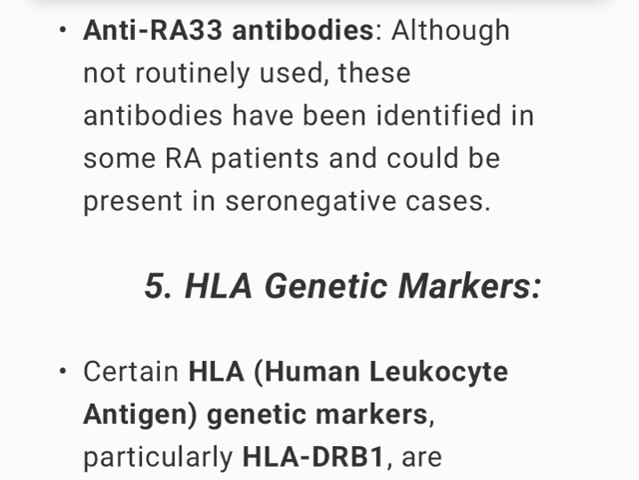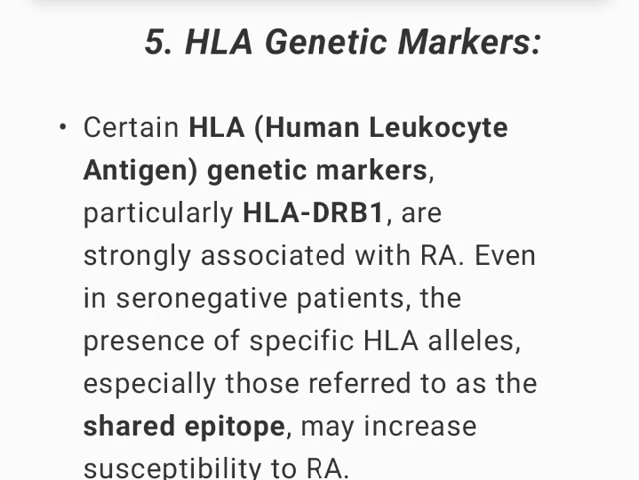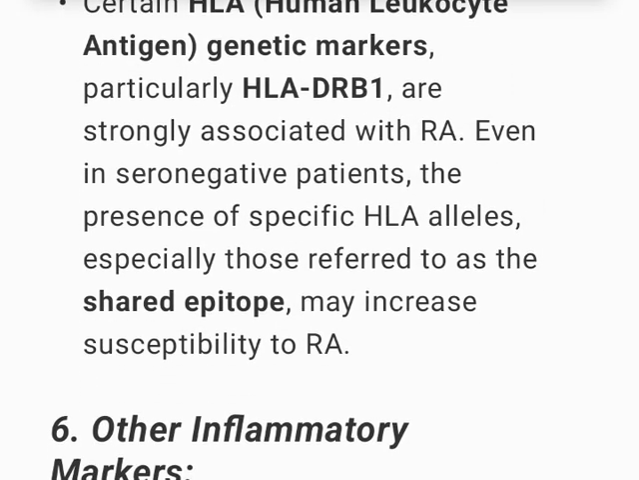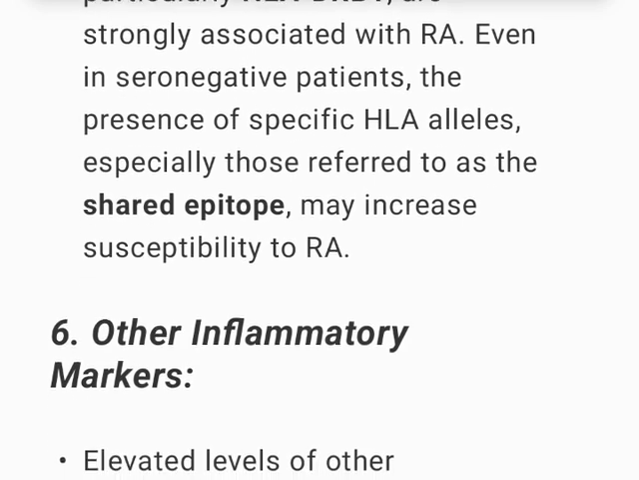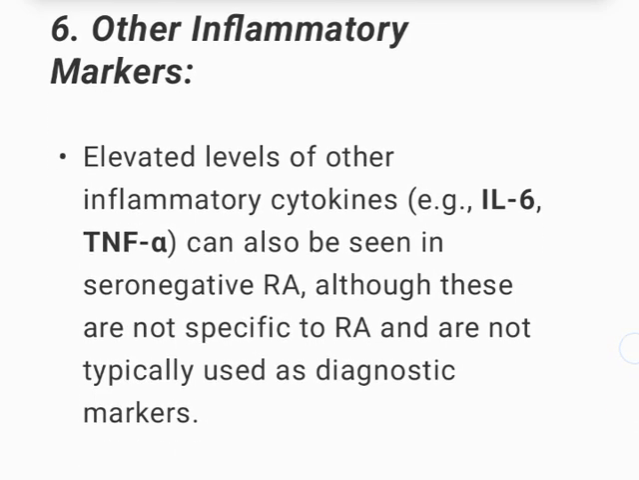Anti-RA33 antibodies. Although not routinely used, these antibodies have been identified in some RA patients and could be present in seronegative cases. 5. HLA genetic markers. Certain HLA, human leukocyte antigen, genetic markers, particularly HLA-DRB1, are strongly associated with RA. Even in seronegative patients, the presence of specific HLA alleles, especially those referred to as the shared epitope, may increase susceptibility to RA.